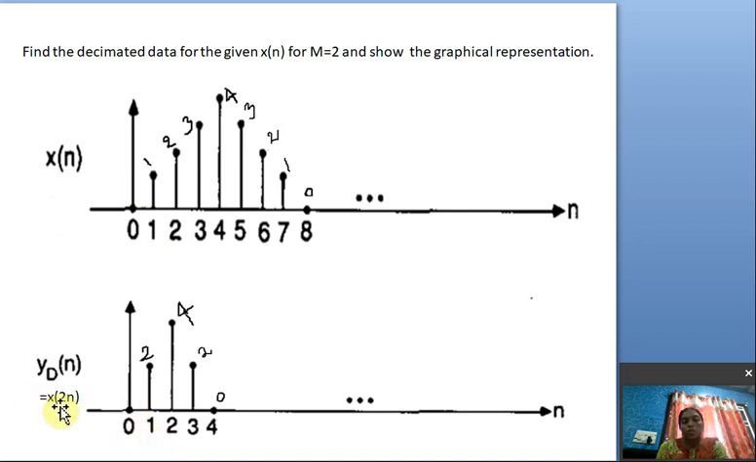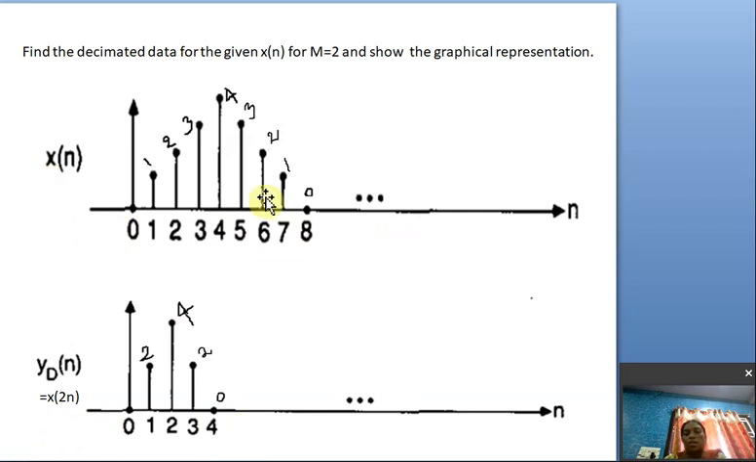Now substitute 1, so x of 2. What is the value of x of 2? Take the amplitude, 2. Then substituting 2 gives x of 4, and the value of x of 4 is 4. At that place we put that amplitude value. In the similar way, complete all the values up to x of 8. The remaining values are 0. So if you substitute 4, you get x of 8, and the remaining values are 0.